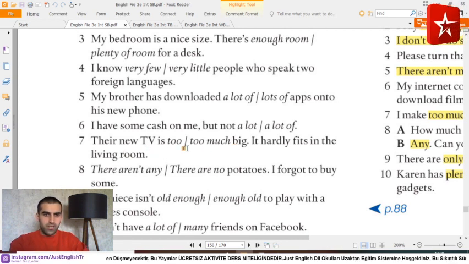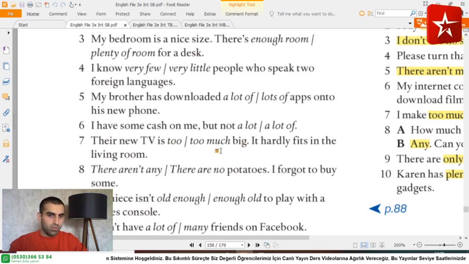Their new TV is too big or too much big? Guys, which one is correct? Their new TV is too big or too much big? Yes, too big. So after too, we must use an adjective, like too big.